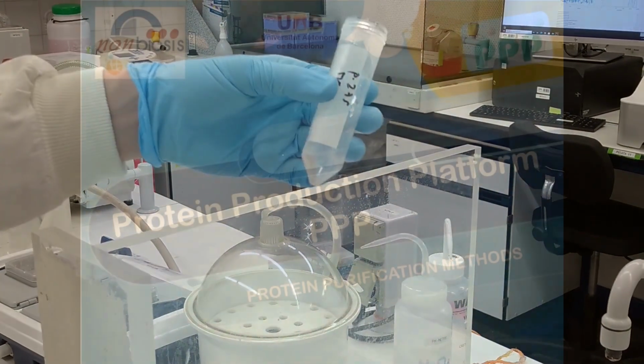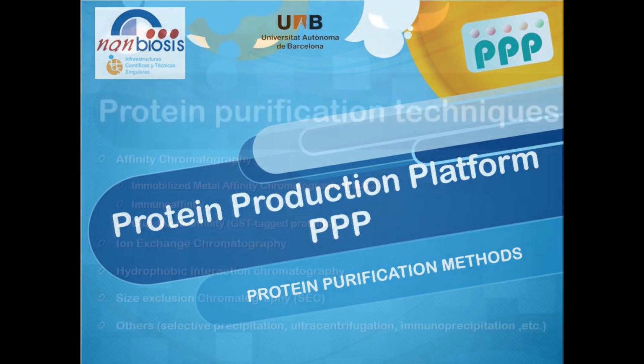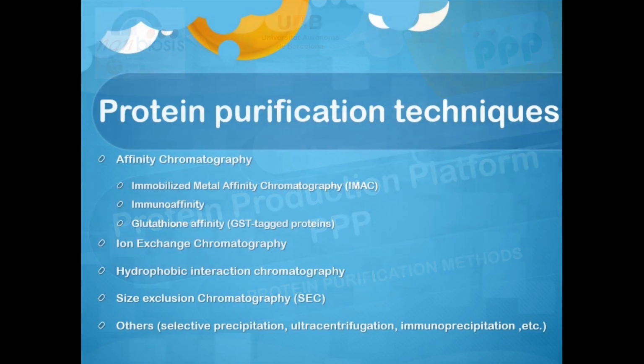Now we move to protein purification methods. Here there is a list of the most common techniques that are used to purify proteins. Affinity chromatography is based on the affinity of the protein of interest to specific components such as metals or antibodies, where the protein binds with a high specificity.